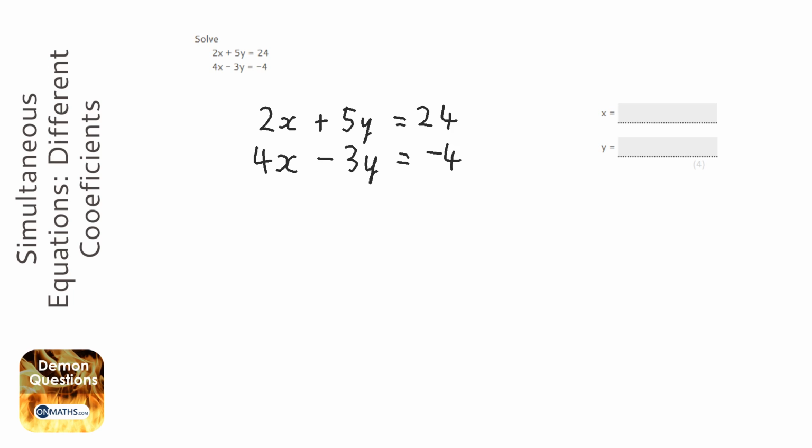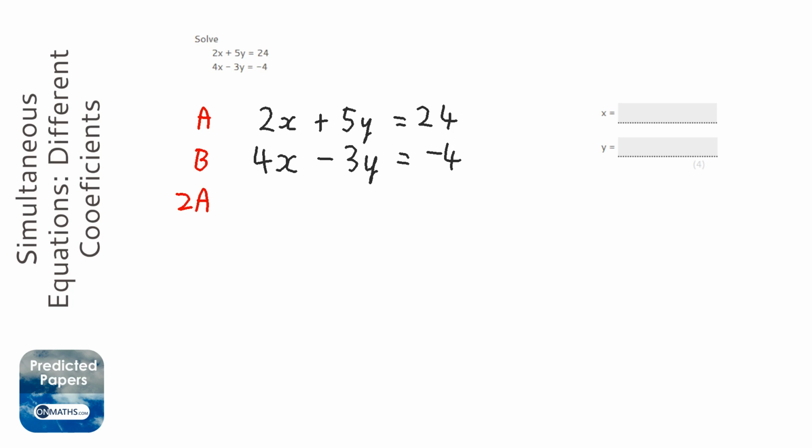The first thing is I need to get either the x's or the y's the same coefficient. So the number before them needs to be the same, ignoring signs. Now looking at this, and I'm going to label these A and B, if I double A, then the x's would become the same because they both have a coefficient of 4. So what I'm going to do now is write 2A.